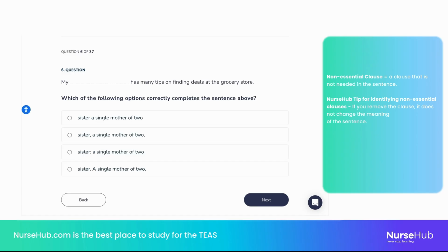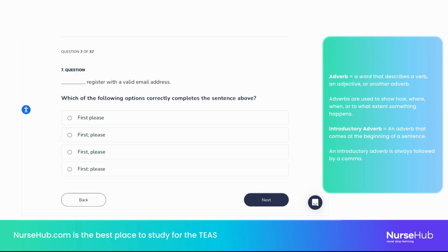And we're going to keep on moving and grooving. All right, number 7. First, please register with a valid email address. Which of the following options correctly completes the sentence above? So notice, very often at TEAS, they give us a sentence and they say, hey, make this sentence whole, make it correct. So for this one, what do we do?